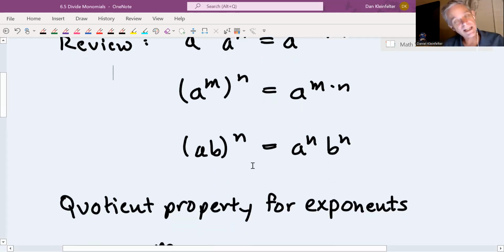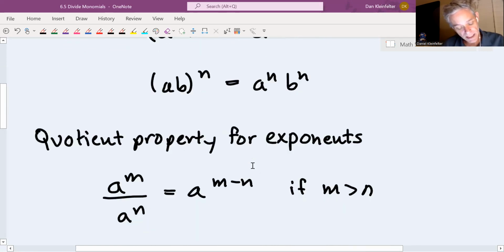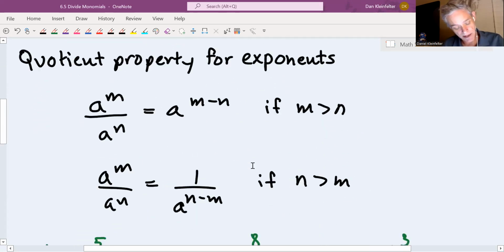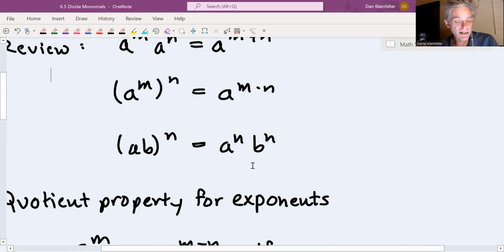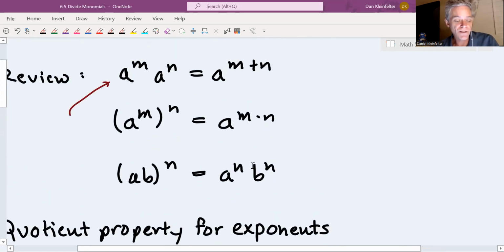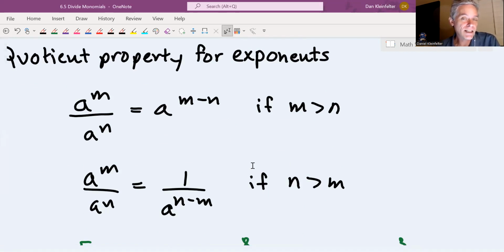So what we want to work on next is developing a quotient property for exponents. Let me just give you the property here, and then we'll see where it comes from along with some examples. This is going to be most closely related to the first of these rules, where we are multiplying and we have the same base. For this one, we're dividing and we have the same base. If you're dividing two powers of a, then you can basically subtract the exponents.